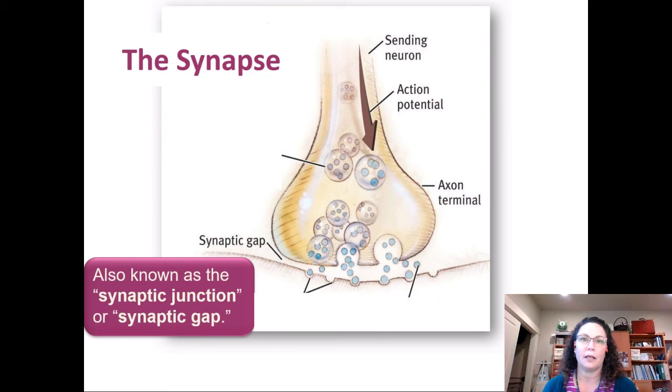Now, you may see out in the world or even in our textbook different terms for this space between cells. I've got on the slide, I called it the synapse. In the picture itself, they call it the synaptic gap. And sometimes people call it the synaptic junction. I've even heard people call it the synaptic cleft. So there's lots of different words. As long as it has synapse in it, you're probably talking about the space between cells.